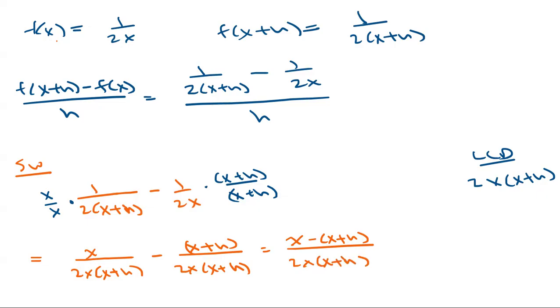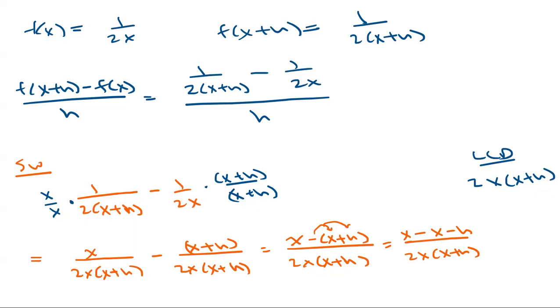Now, sometimes I see this and students will say, oh, I have x plus h, I have an x plus h, I'll cancel that. Oh, I have an x, I'll cancel that with this x. Don't do that, okay? That's not correct, all right? So what I need to do is I have that -1 and I need to distribute that. So I'll have x minus x minus h all over 2x and then x plus h.